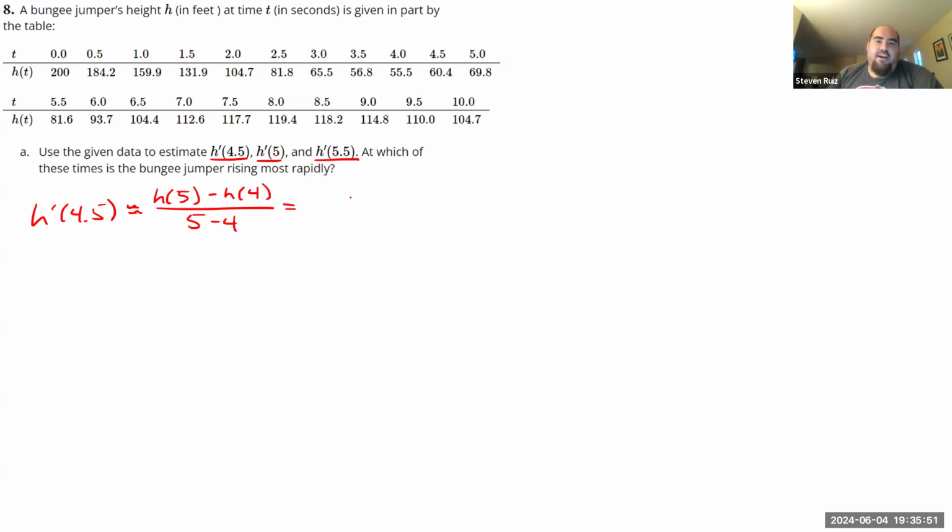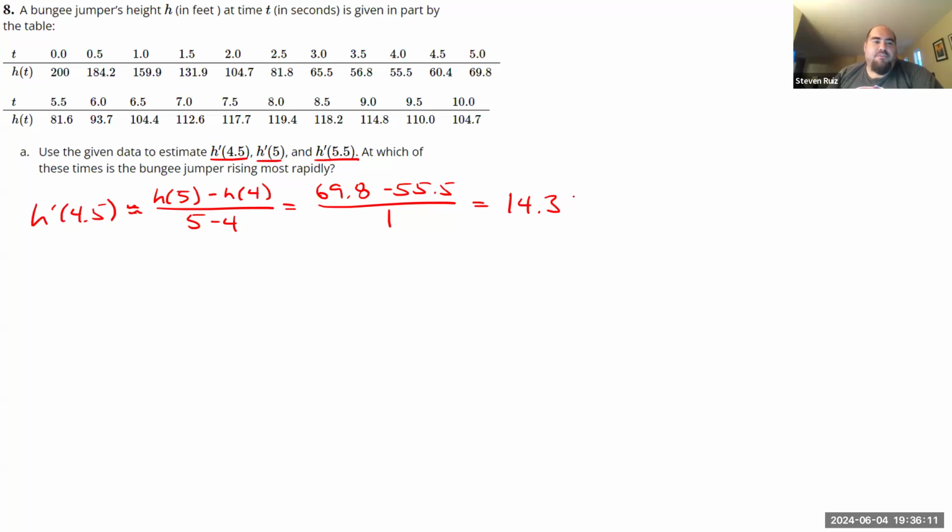So what is h of 5? 69.8. What is h of 4? That is 55.5. The denominator is 1, conveniently enough. So what do we get? We get 14.3, and we should give units here.